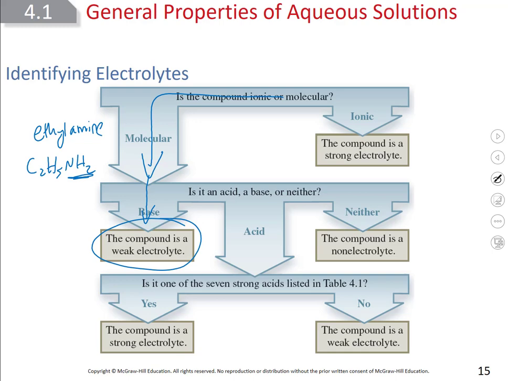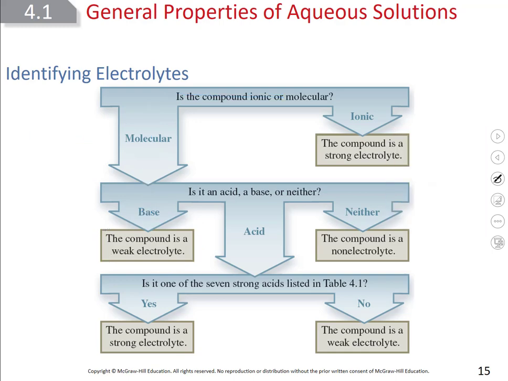Ready for the last one? All right. Hydrofluoric acid, HF. Ionic or molecular? Molecular. There's no metal. There's no ammonium. It's molecular. Okay, going down here. Next row, acid, base, or neither? Acid. Good. It's got hydrogen in front, plus the name is hydrofluoric acid. There's a hint.